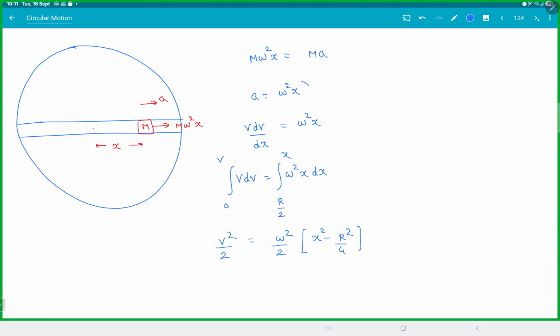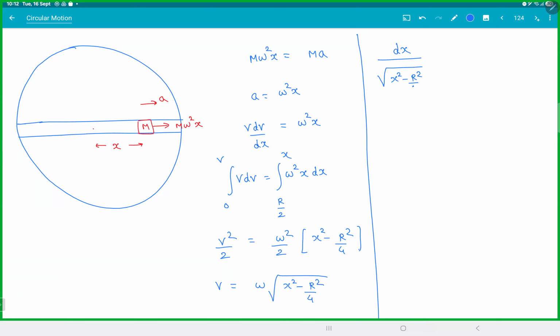So actually, once you write this equation, physics got over. In maths, there is a much easier way to get the limits directly. But since they didn't teach you, I have to show you the whole thing for now. So v is equal to omega root over x square minus r square by 4. So v can be written as dx by dt. So this will be dx by root over x square minus r square by 4.